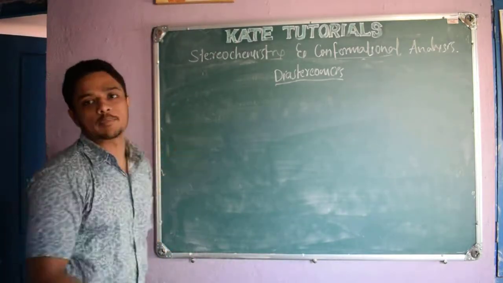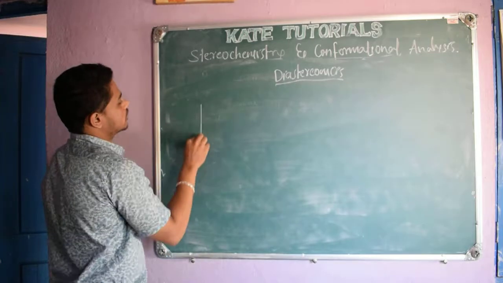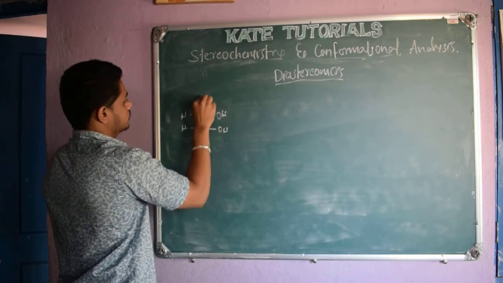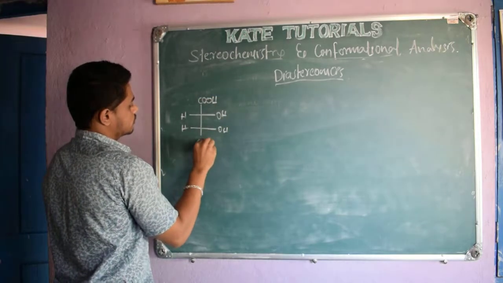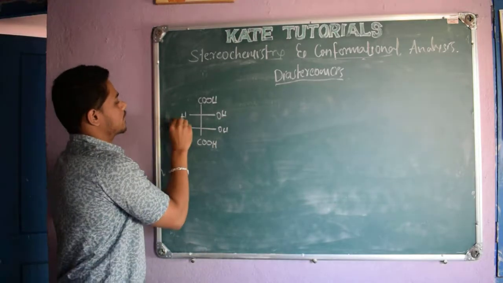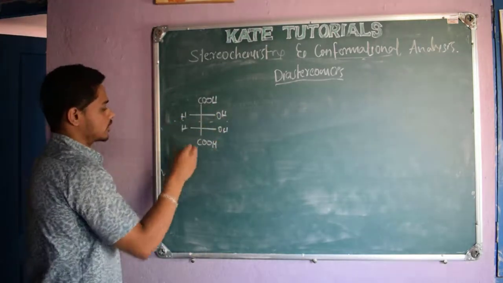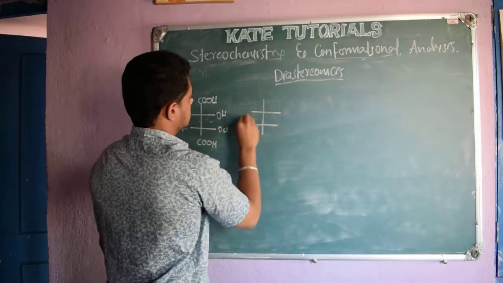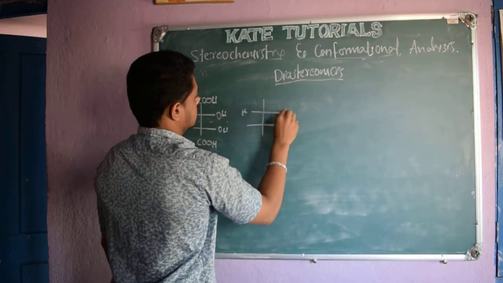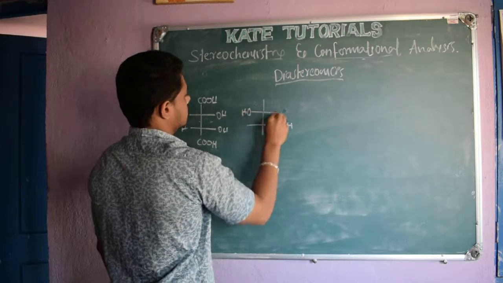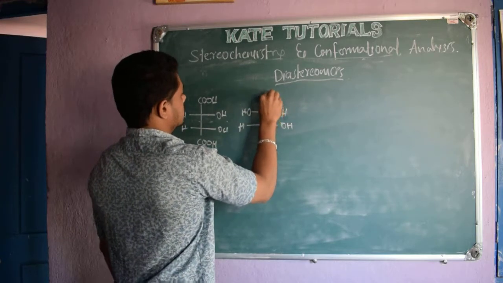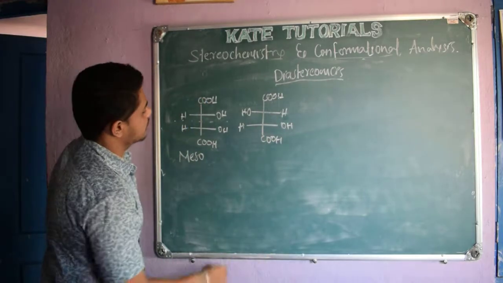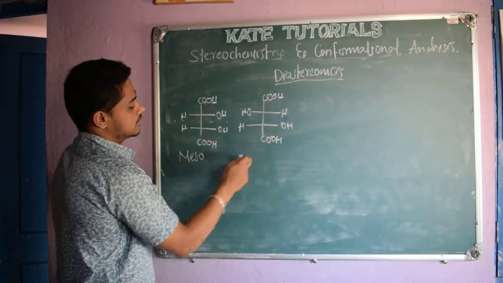In this class I am going to discuss diastereomers. I have told you that if this is the molecule, it is having a plane of symmetry, so it is optically inactive. Such molecules are called meso compounds, right? And also see here H, OH, CHO. The relation between this and this is diastereomer.